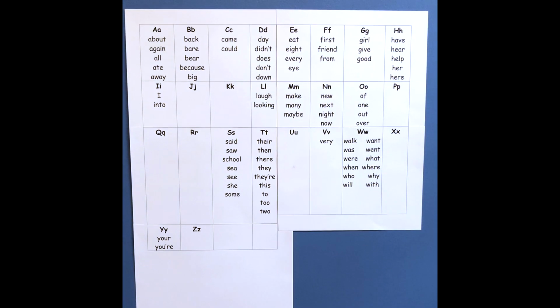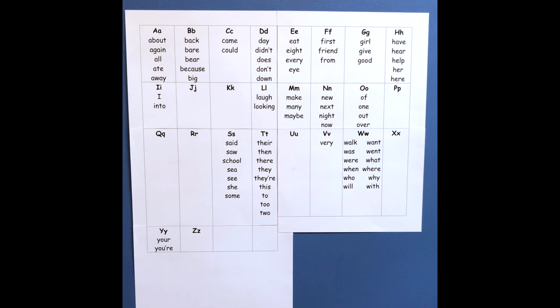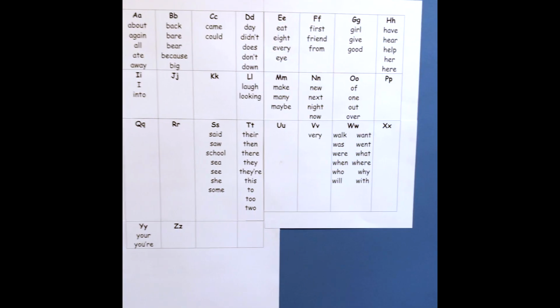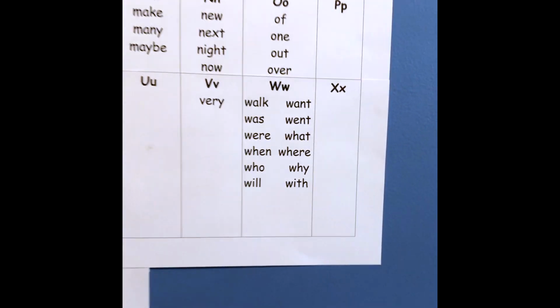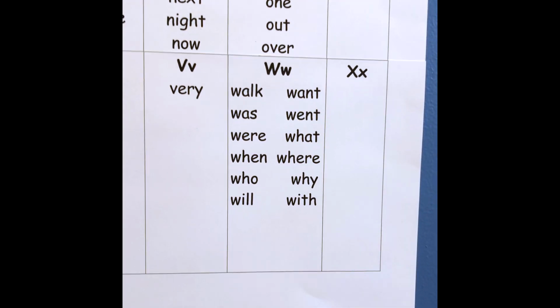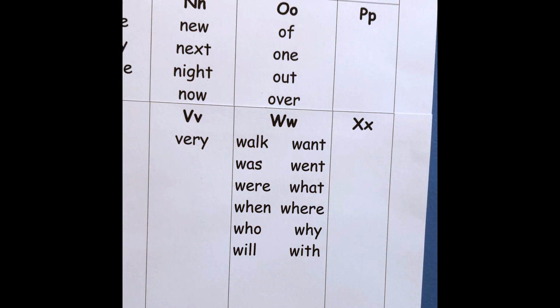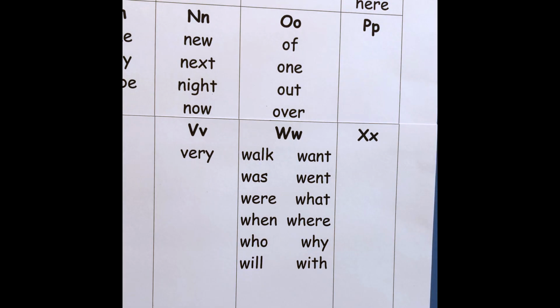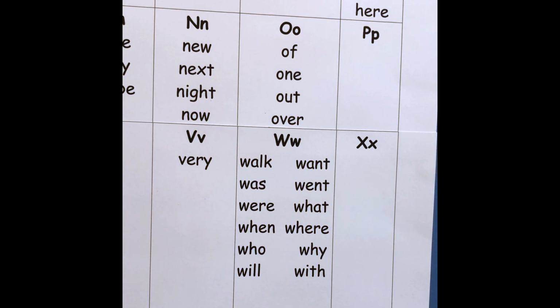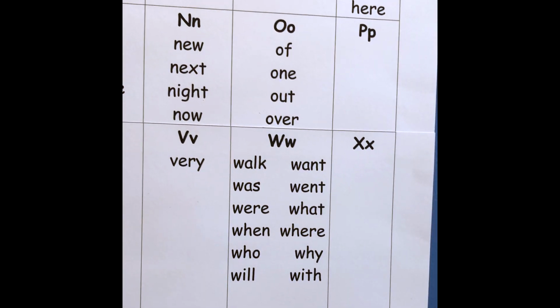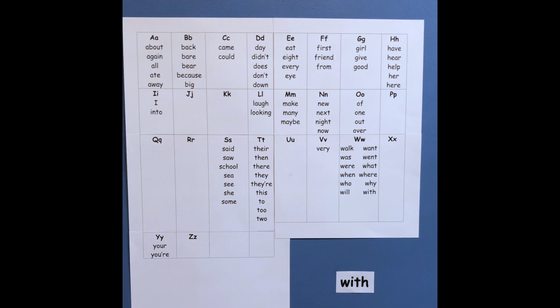I spy with my little eye a word that starts the same as window. It has four letters. It ends with a digraph, two letters that go together to make a new sound. What word is it? It's the word with.